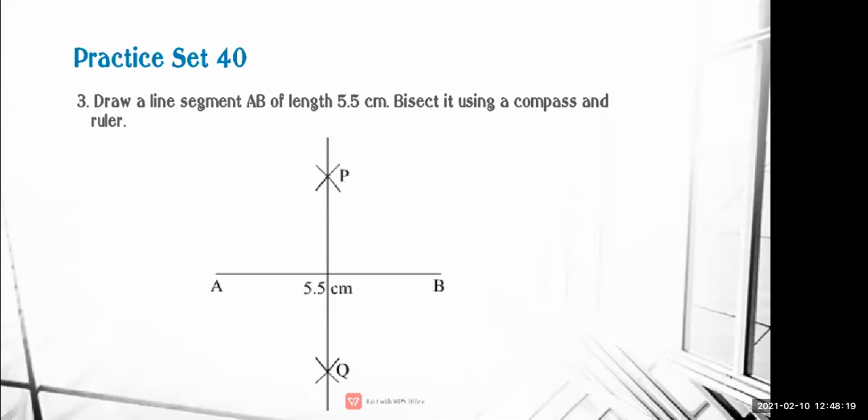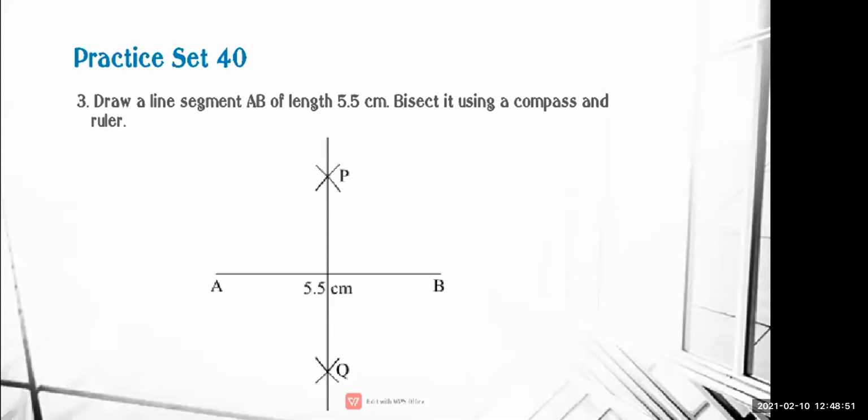Now the last question, third one, draw a line segment AB of length 5.5 centimeter. See, in this question, it is given you have to draw a line segment of 5.5 centimeter only. See, measurement is, you have to take that measurement. If it is not given, you can take any measurement. Now here measurement is given, AB of 5.5 centimeters.